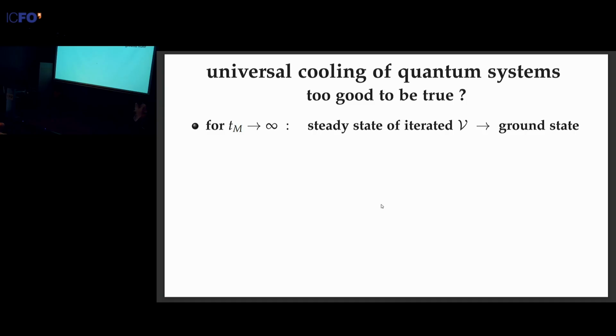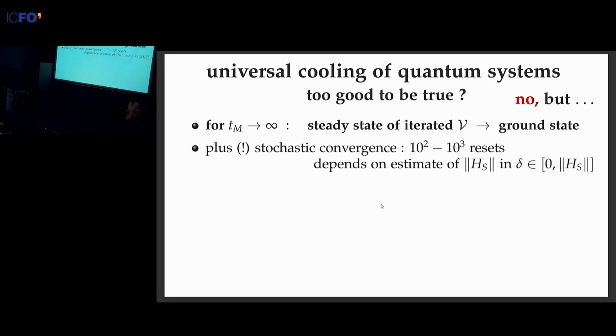Still, you may ask yourself, maybe this is a bit too good to be true. No, it's not. But there is a price to pay, right? So first of all, your interaction times have to be sufficiently long in order to make sure that the steady state of this iterated dynamical map really becomes the ground state that you're looking after. Plus, on top of this, of course, you have the stochastic convergence. So in our numerical experience, it takes about 100 to 1,000 resets, depending a bit on the estimate of the spectral radius.